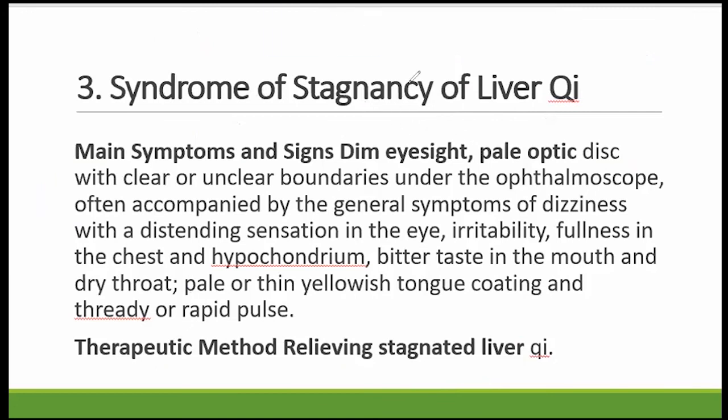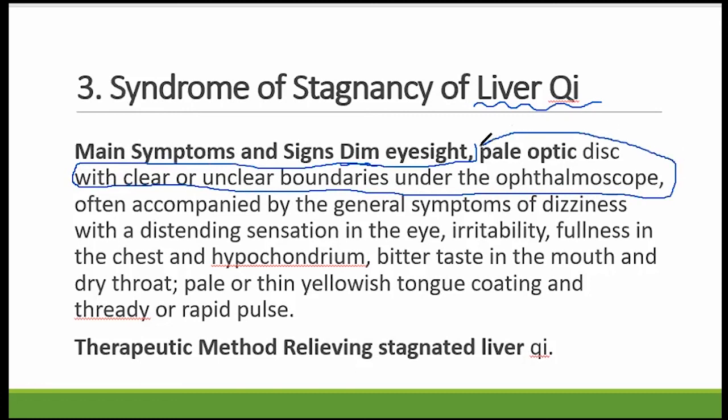Then we go to a pattern for liver qi stagnation. Liver qi stagnation pattern: still vision decreased. And if we look inside the eyes, we still need an eye scope, and see some pale color on the optic disc. Other symptoms and signs: hypochondriac distension and pain, and some pressure in the chest.